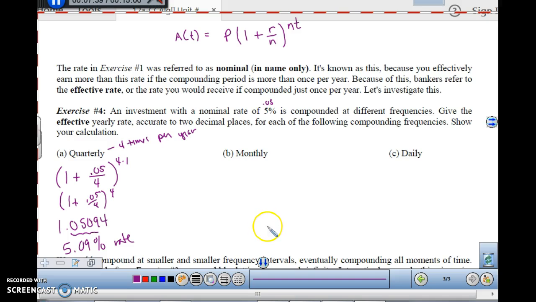Okay, so let's look at monthly. Monthly would be how many times a year? It would be 12 times per year. So this would be 1 plus 0.05 divided by 12. But I'm going to raise this to the 12th power because I'm doing it 12 times per year for 1 year, so 12 times 1. I'm going to do the same thing, but instead of dividing by 4, I'm going to divide by 12. So this is 1 plus 0.05 divided by 12, to the 12th.